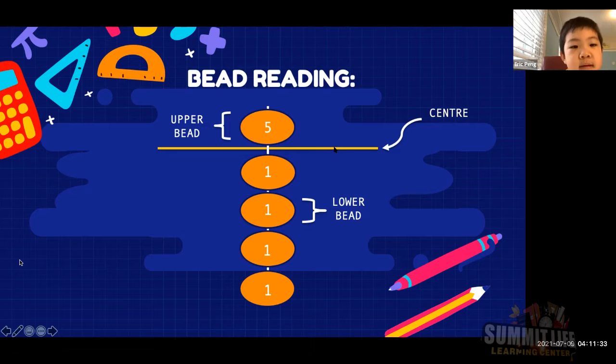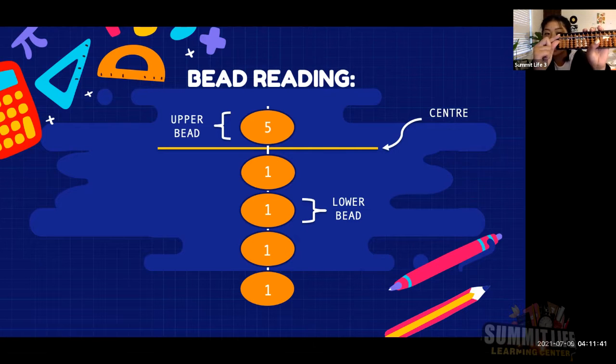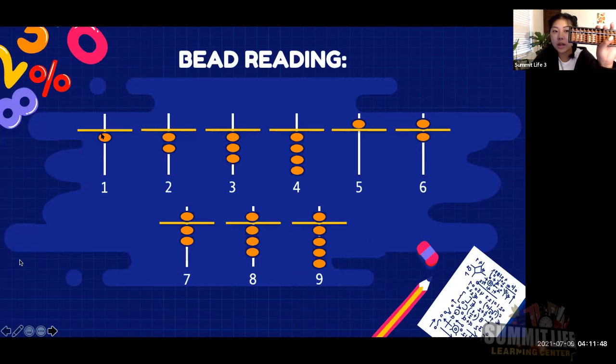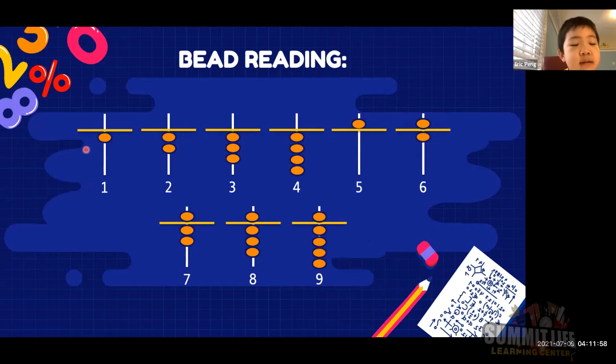Okay? Yeah. So this middle line is the center line. Whatever bead is closer to the center line is the answer. So let's look at some examples of numbers. So if I want a number 1, I'm going to put on my laser pointer for you. Do you see how this number 1 bead is closer to this yellow line? Yeah. So this number equals 1.